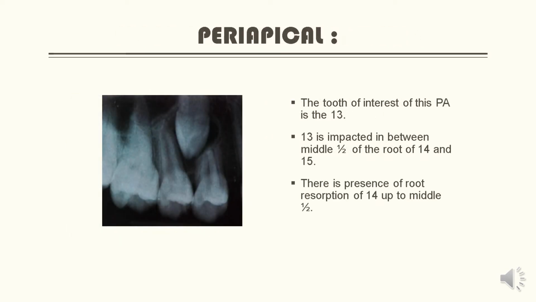Next is the periapical, which is taken to assess the periapical status of the teeth adjacent to 1/3, especially 1/4 and 1/5. As you can see, 1/3 is impacted in between the middle half of the roots of 1/4 and 1/5. Due to the impaction of 1/3, there is root resorption of 1/4, almost half of the root, and of 1/5 only at the apical third of the root.